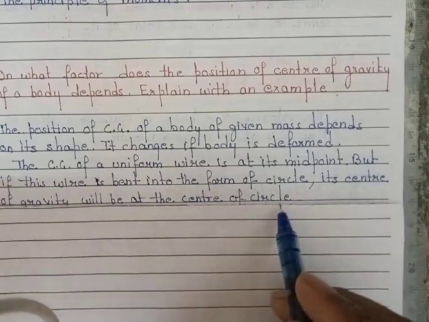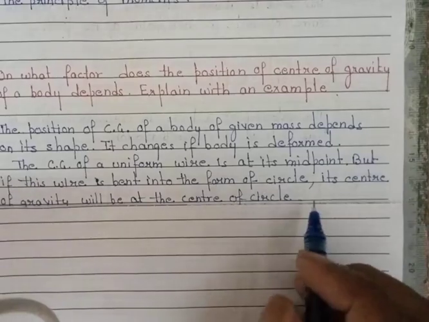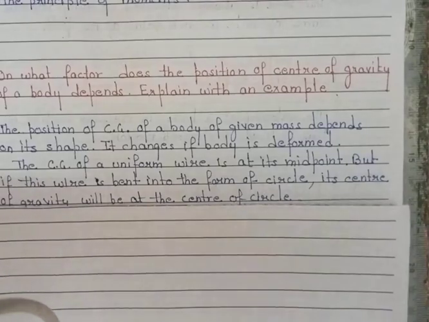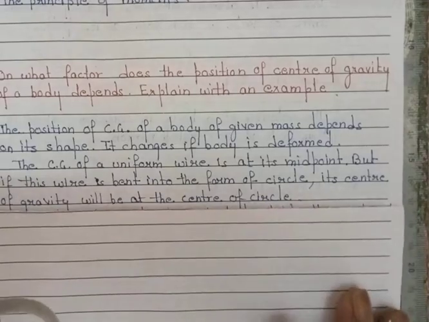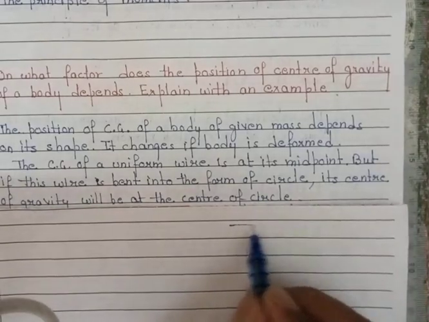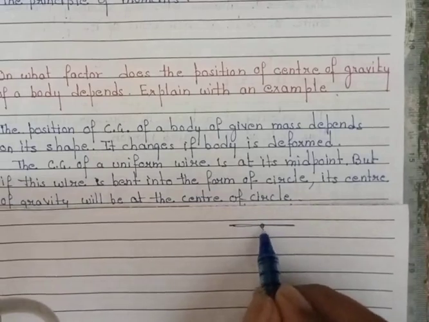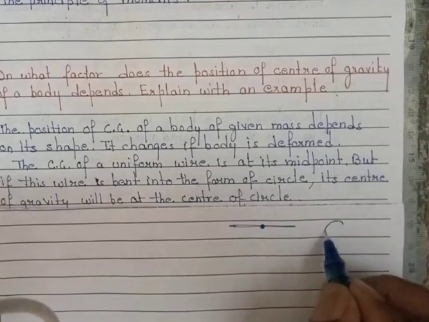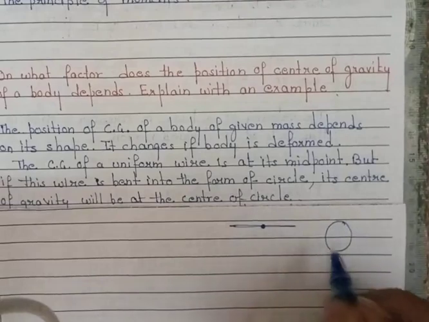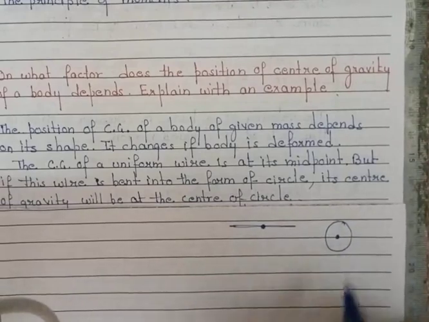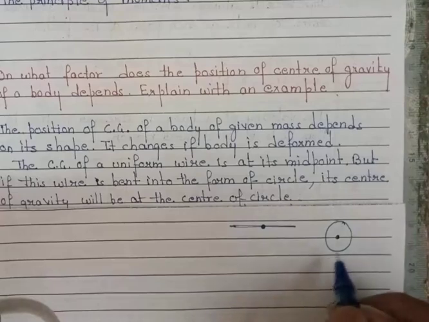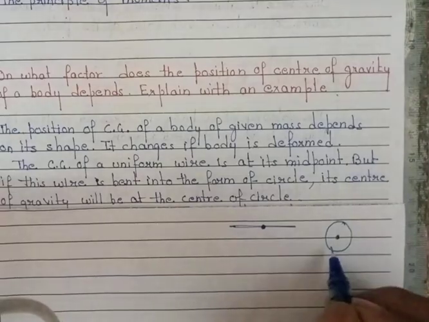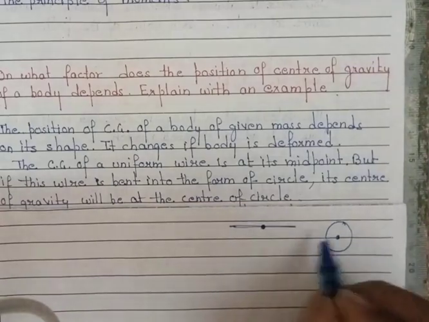See, if you consider a wire, its center of gravity will be at the midpoint of the wire. It can be like this. See, we consider a wire, center of gravity will be at the midpoint of the wire. But if this wire is given a shape of a circle, then the center of gravity will be at the center. So that means the center of gravity changes its position if the body is deformed.